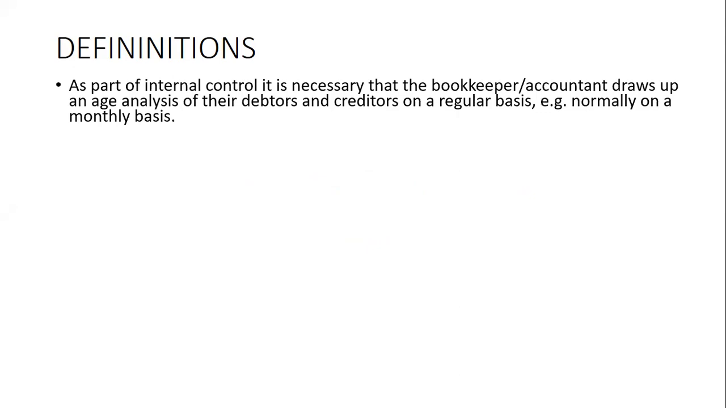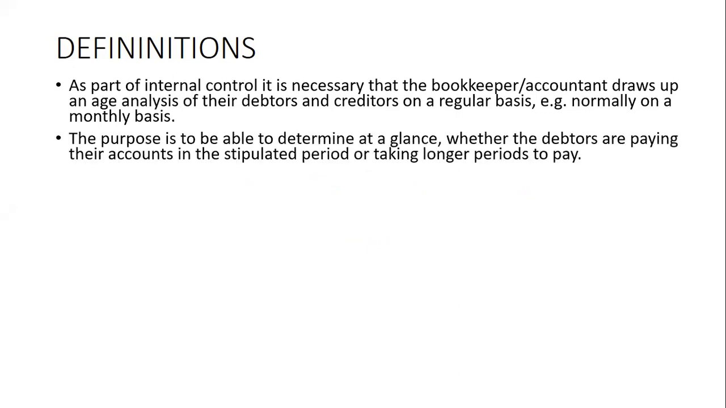Now, what is debtors age analysis? As part of internal control, it is necessary that the bookkeeper or accountant draws up an age analysis of their debtors and creditors on a regular basis, e.g. monthly. The purpose is to be able to determine at a glance whether the debtors are paying the accounts in the stipulated period or taking longer periods to pay.